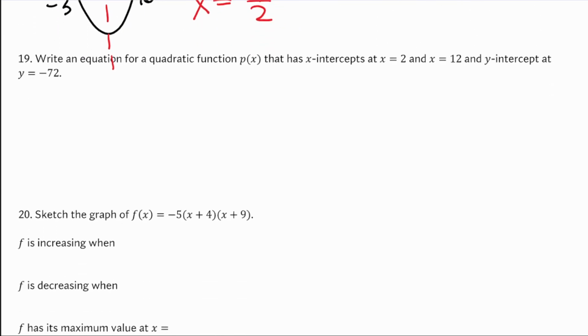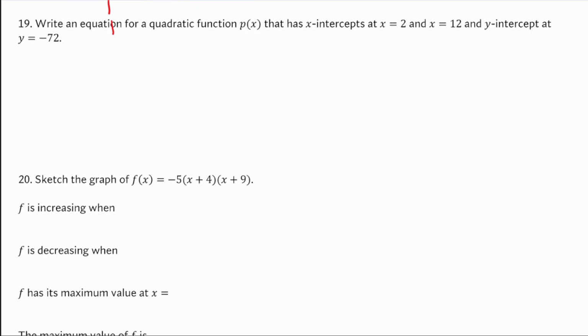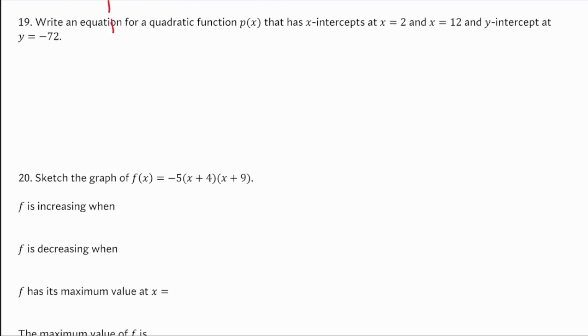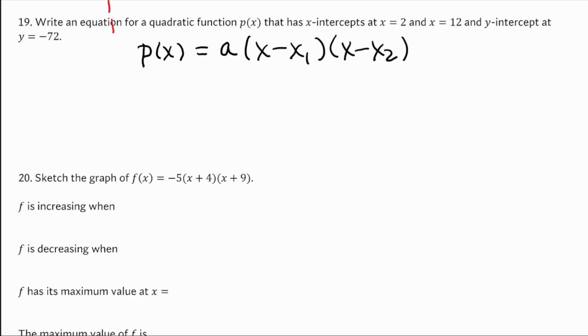Okay, now we're going to write an equation for a quadratic function p of x that has x-intercepts here and there and a y-intercept at -72. I feel like we've done this problem already, but we can do it again. So p of x is going to equal some number a times x minus, I'll use x1 and x2 since I've got p of x. Okay, x1 is going to be 2 and x2 is going to be 12.